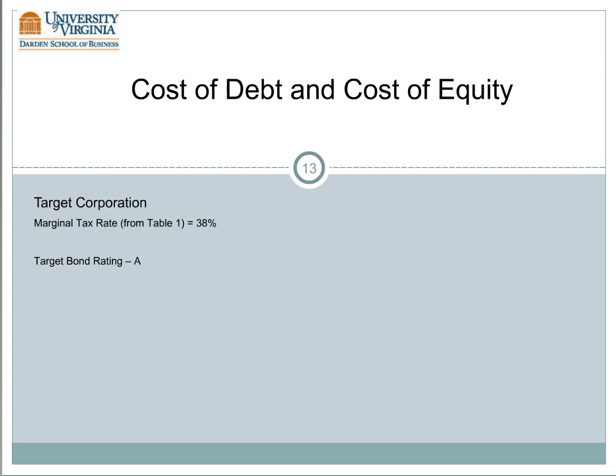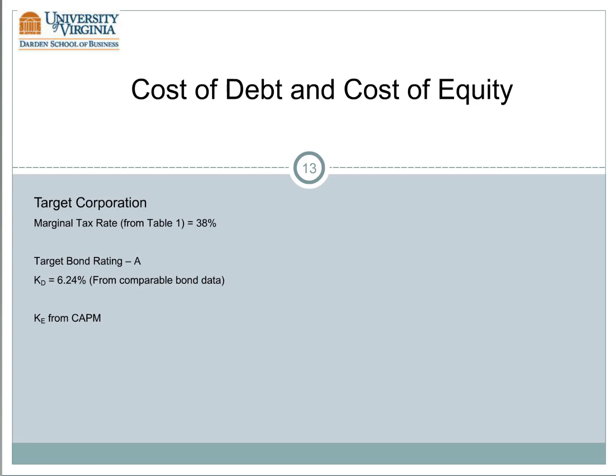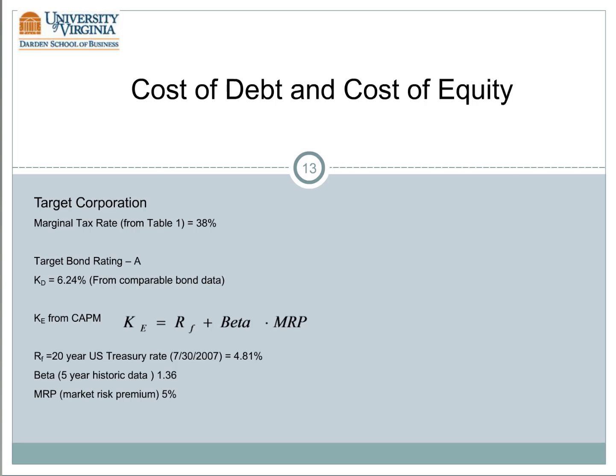Let's assume that Target's bonds are rated A. As such, using a 20-year rate, the estimate of K sub D, or the required rate of return to debt, would be 6.24%. K sub E is estimated using the capital asset pricing model, or CAPM. Here the inputs are: the risk-free rate is the yield on the 20-year Treasury bond, which is 4.81%. The beta, using 5 years of historic data, is 1.36, and the market risk premium is what we had estimated before at 5%. Taken together, this yields an estimate of the cost of equity for Target of 11.61%.